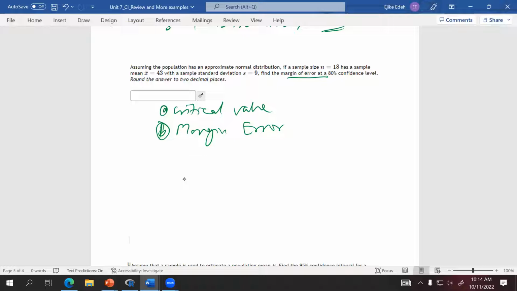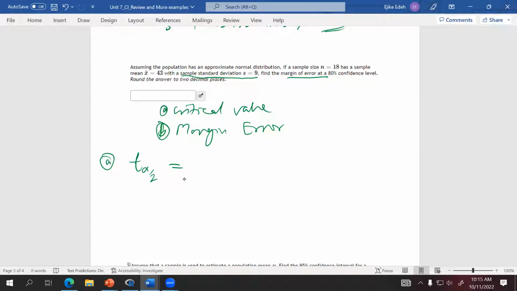So we scan the question to see if we have population standard deviation. What we have here is sample standard deviation, right? So if it's sample standard deviation, then I should use T and not Z, right? Okay. So I'm going to go ahead and do T here, match critical value. So we're looking for question A, we're looking for T alpha over 2. These are critical values.